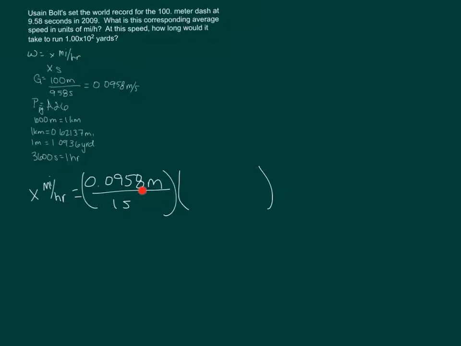So let's take meters, okay? The meter is related to the kilometer, which is related to the mile. Well, that's where I want to go. I want to go to the mile. So in order to go to the mile, I've got to go to the kilometer. So let's get rid of meters.